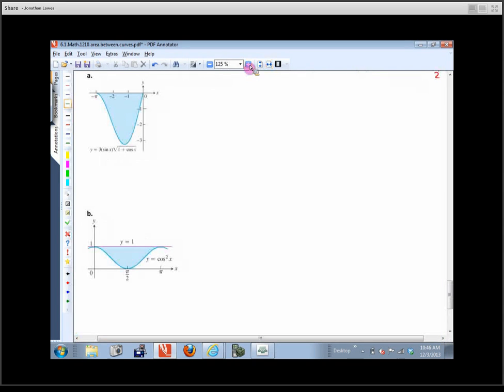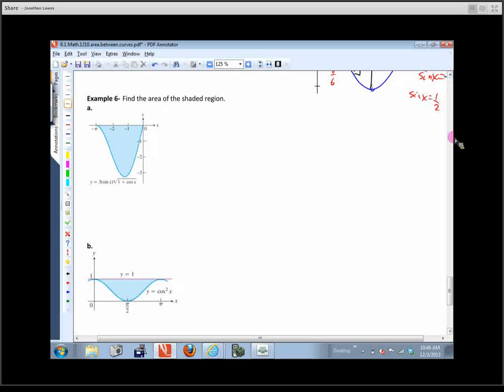So if we take a good look at this one, draw a rectangular slice. Do I have the same function on the top the whole time? And same function on the bottom the whole time? I do. So we could do the integral from negative pi half, whoops, that's negative pi, to 0. Top function would be 0 minus the bottom function, 3 sine of x square root 1 plus cosine of x dx.